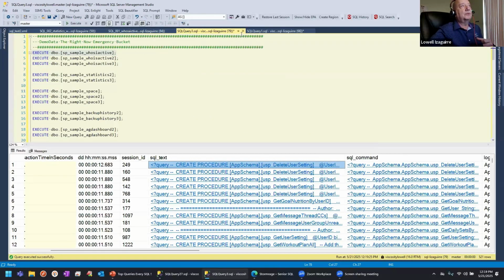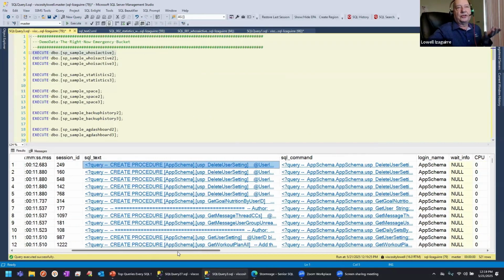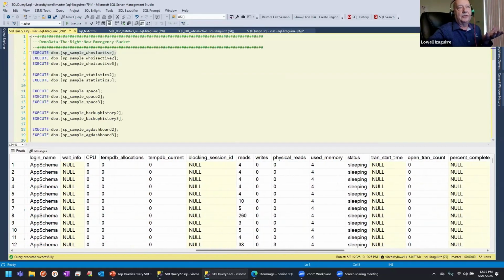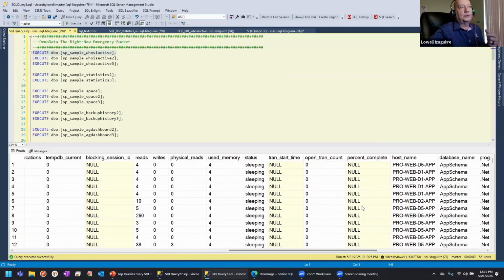I'm going to pin this one second. So this is just saved data from sp_WhoIsActive, right? And I can see most of them were sleeping. I know where they came from. Okay, that's great.